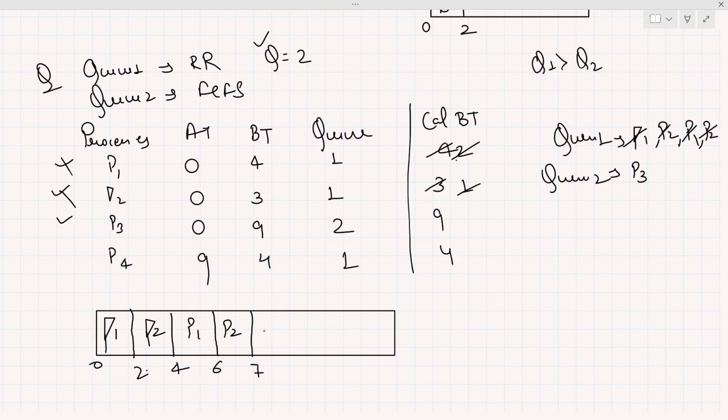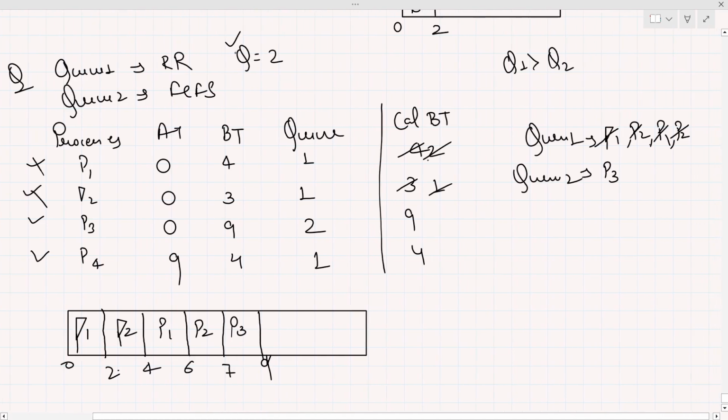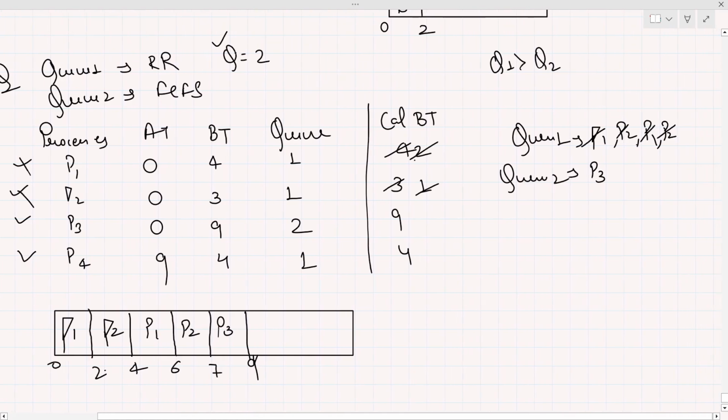Now P3 will get the CPU. Now the completion time for P3 is 9, only 2 units. Why do I say this? Because at arrival time 9, one process is available, which is P4. The P4 process is available. So now what do we have to do? P4 is available at 9, so we execute P3 for only 2 units.